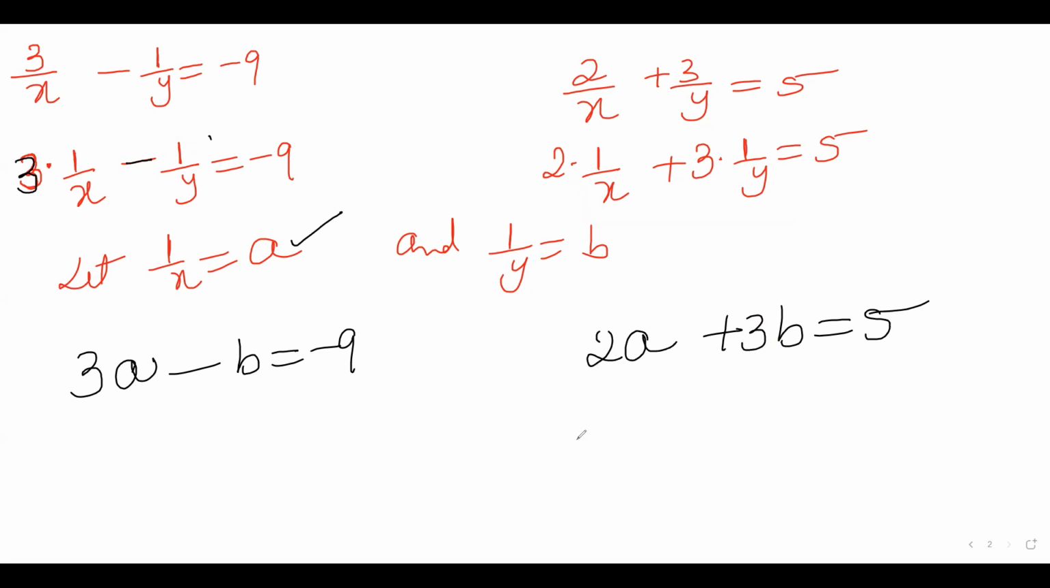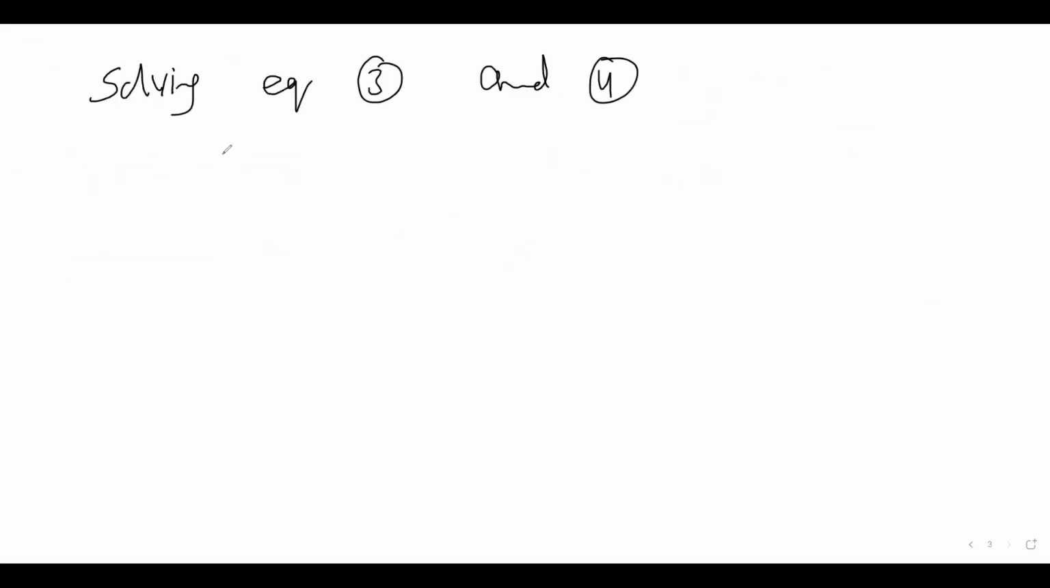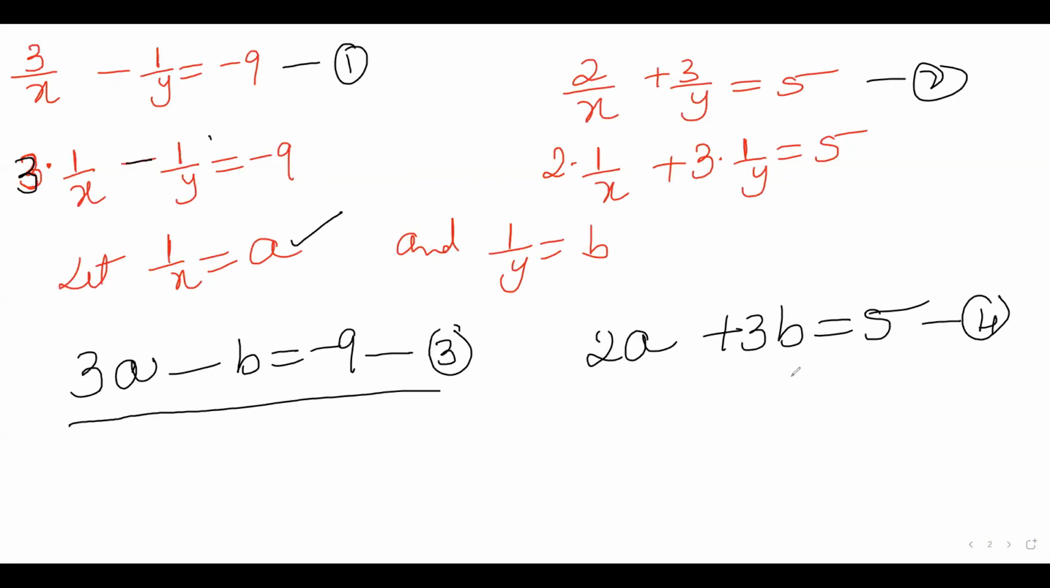Now I will try to solve these two equations. I am taking the given equations as 1, 2, and the equations which are converted into a, b, I am taking them as 3, 4. Now I am going to solve 3 and 4. Solving equation 3 and 4. What is equation 3? 3a minus b is equal to minus 9. What is equation 2? Equation 4: 2a plus 3b is equal to 5.